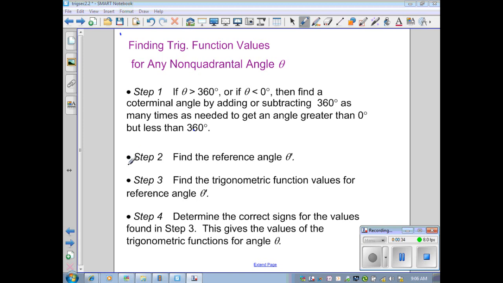Step 2 is to find the reference angle. Step 3 is to find the trig function values for the reference angle. And step 4 is determine the correct signs for the values found in step 3. This gives the values of the trig functions for angle theta.